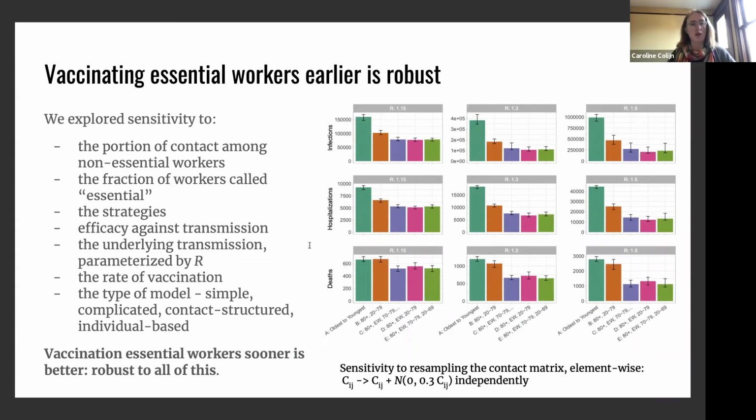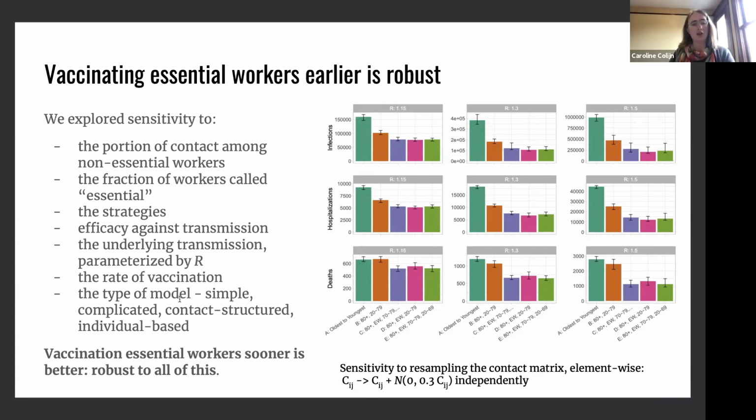The portion of the contact that happens among the non-essential workers, so how much work contact is there? The fraction of workers that we call essential high risk, high contact, double it, halve it, you get the same thing. The strategies, exactly when you put essential workers earlier: do you put them and then everyone else, or do you do the age-based rollout, or do you do them before the 70s or after the 70s or whatever? We looked at the underlying efficacy against transmission that was in the x-axis of the previous slide. The underlying transmission with R, the rate of vaccination, the type of model.